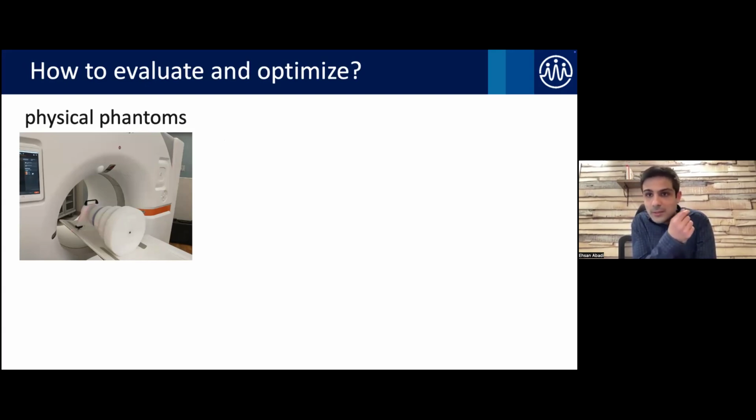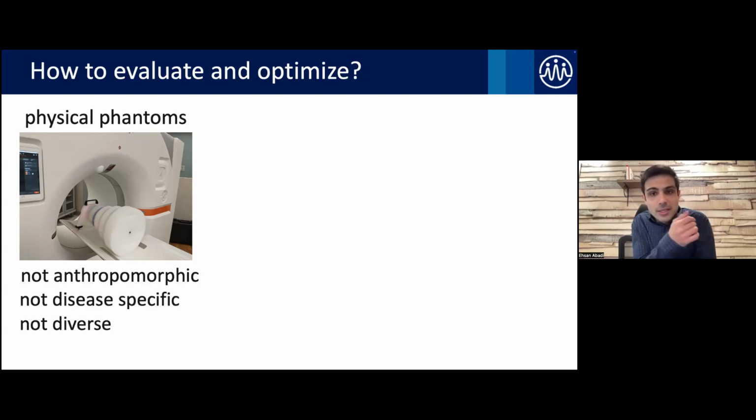Physical phantoms would be one. I put in a phantom, I understand different protocols and their impact on quantifications. And with this, I can use it for acquisition and optimizations. The challenge is that it's not anthropomorphic, so it doesn't really reflect patients who are going to be imaged with that scanner. They're not disease specific. It doesn't mimic the pathology, the task that I want to optimize for. And you don't get the diversity. Even if it's perfect and anthropomorphic and has disease inside that phantom, it's only one patient. But I want to have a solution for a population. So that's going to be a challenge.